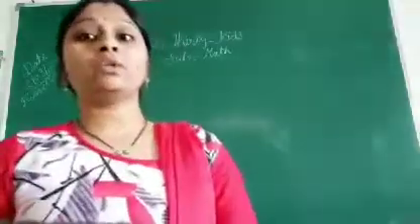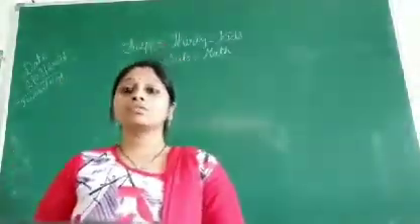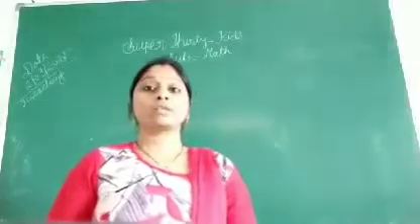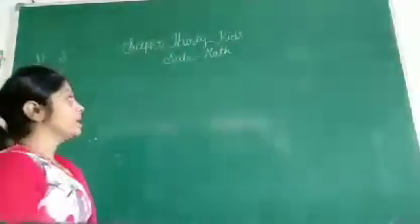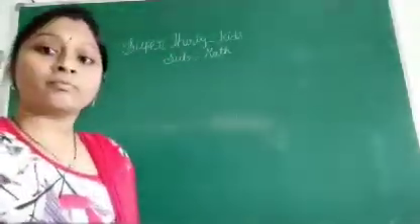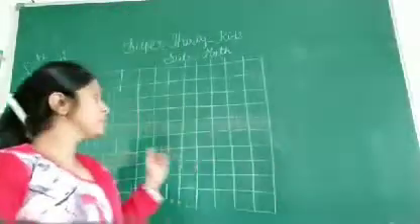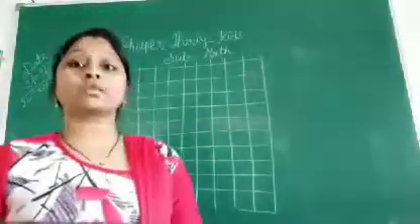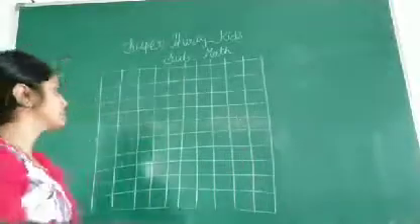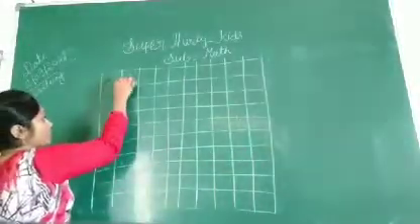We have learned 2 and 3 tables. So first I will revise 2 and 3 tables. Okay? Look at the board. Now we will revise 2 and 3 table first. How to write 2 table?